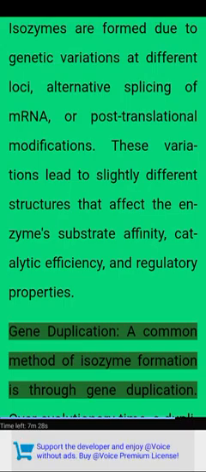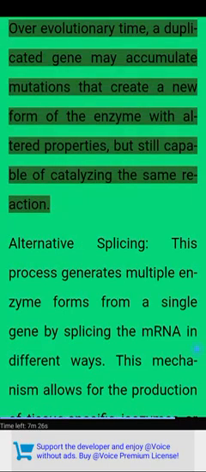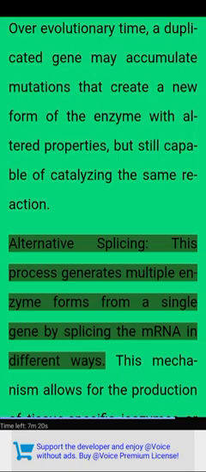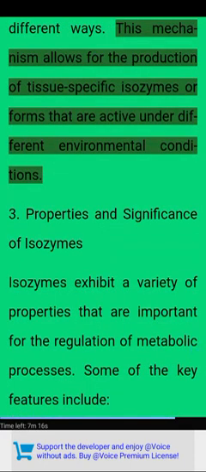Gene duplication. A common method of isozyme formation is through gene duplication. Over evolutionary time, a duplicated gene may accumulate mutations that create a new form of the enzyme with altered properties, but still capable of catalyzing the same reaction. Alternative splicing. This process generates multiple enzyme forms from a single gene by splicing the mRNA in different ways. This mechanism allows for the production of tissue-specific isozymes or forms that are active under different environmental conditions.